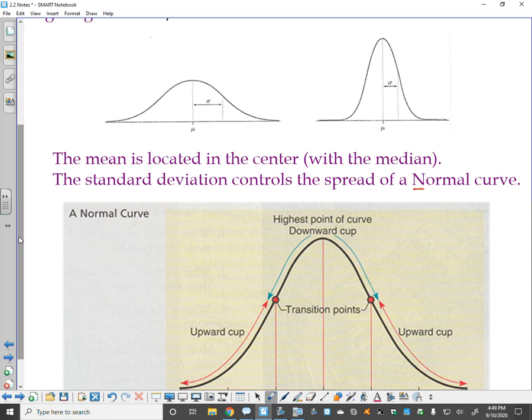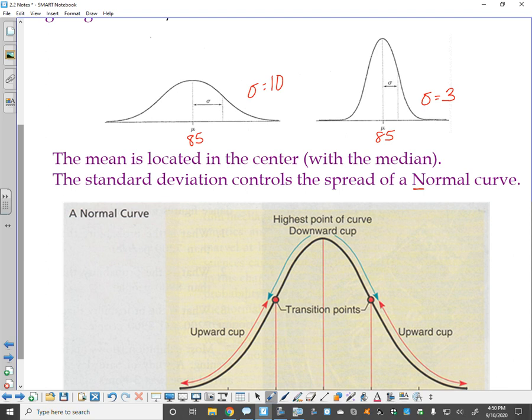So while they may have the same mean, let's pretend these were stats tests. Let's say the stats test average was an 85 for both classes. But this one could have a standard deviation of, I don't know, 10 points, and this one's going to have a standard deviation of 3 points. So the second one, the data is tighter. It's less spread out, so it has a smaller standard deviation.